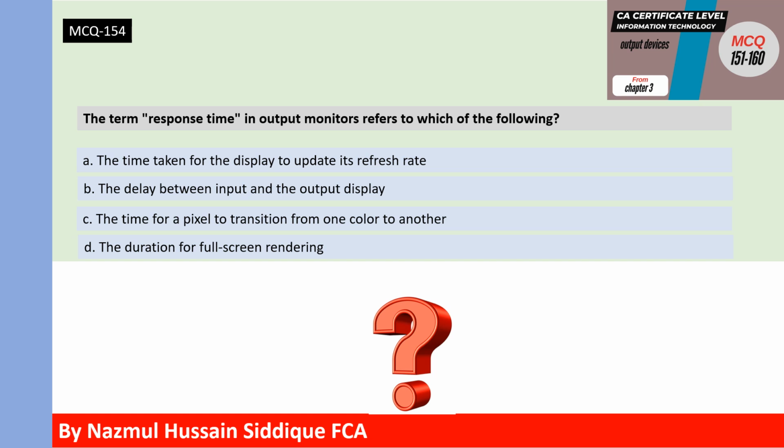Which one is the response time? The correct answer is C. The term response time in output monitors refers to the time for a pixel to transition from one color to another.